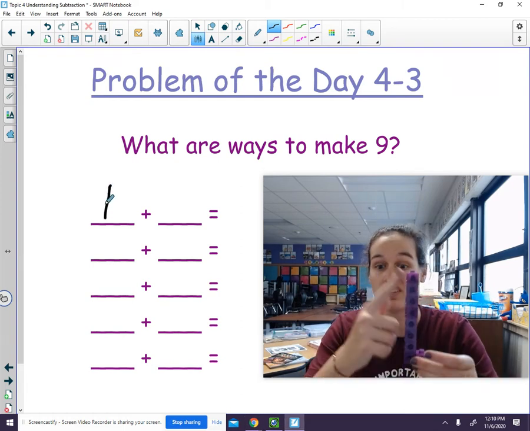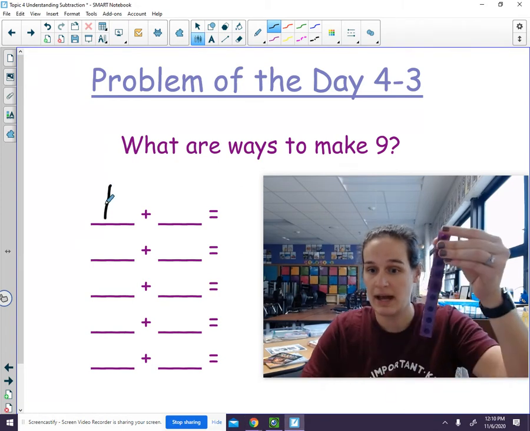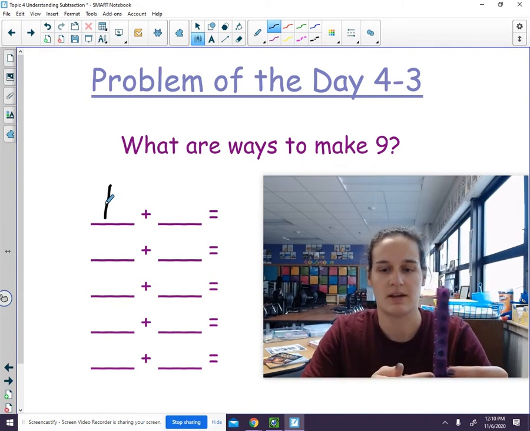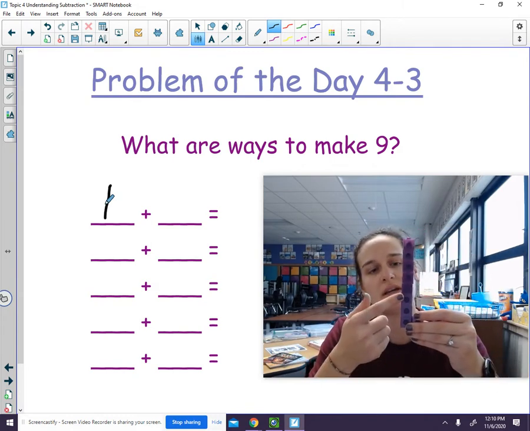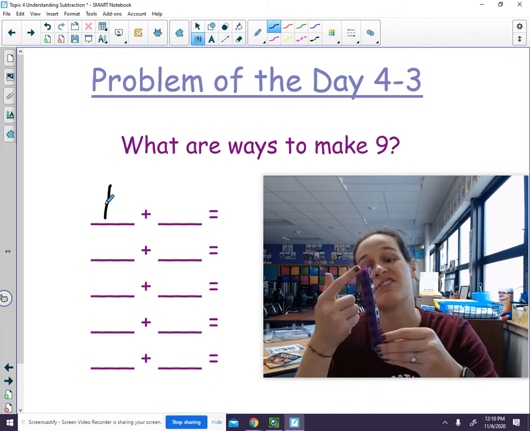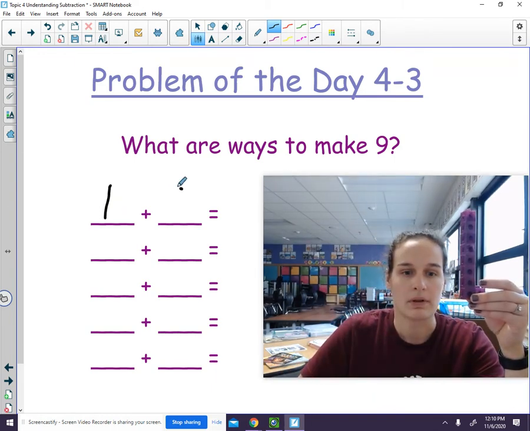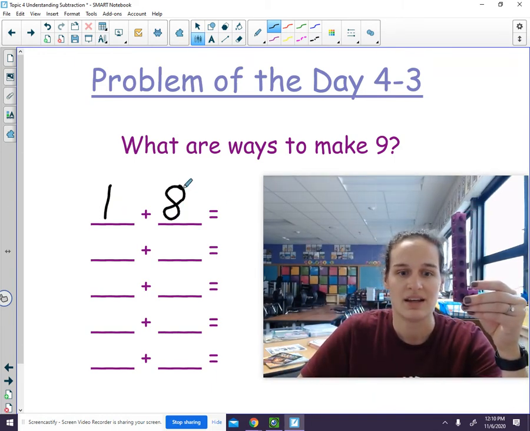And 1 plus whatever this is will equal 9 because we had 9 before. So how many do I have here? 1, 2, 3, 4, 5, 6, 7, 8. So 1 plus 8 equals 9.